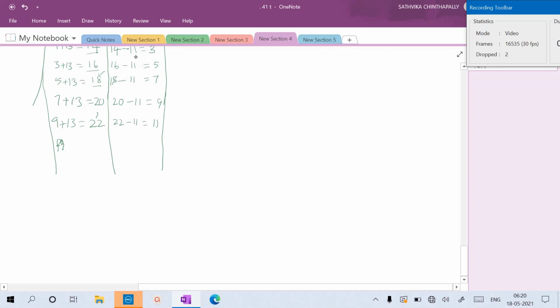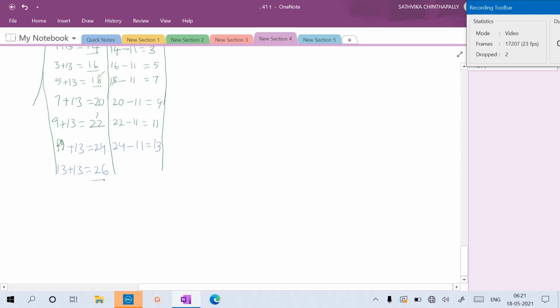Okay, so this is the last value. So 9, 11. Okay, 11 plus 13. So we are going to get 24, and 24 minus 11, so we are going to get 13. Okay, 13 plus 13, so we are going to get 26.